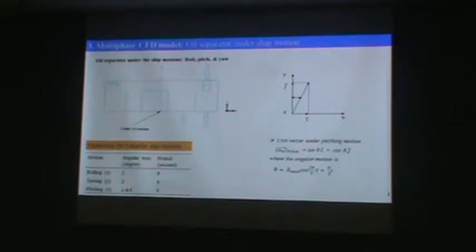This table shows parameters for three angular ship motion. This one is the rotation matrix. The rotation matrix is used to calculate the angular velocity on the axis. The governing equations include the continuity equation, momentum equation, and k-epsilon turbulence equation.